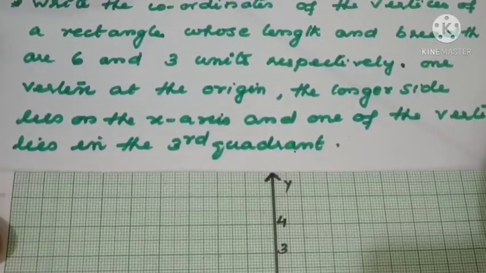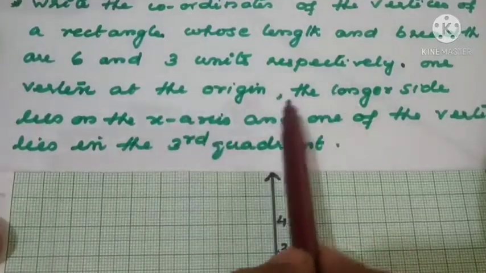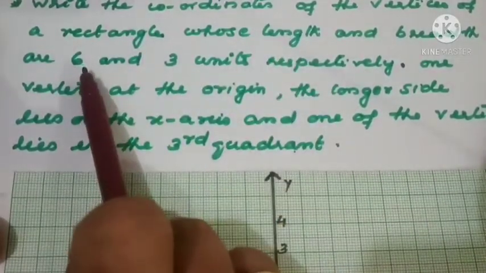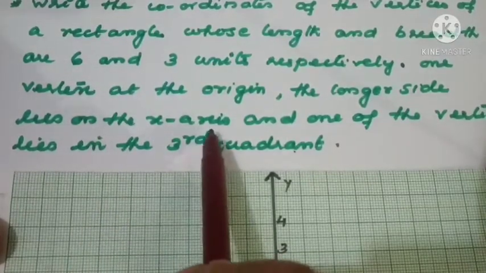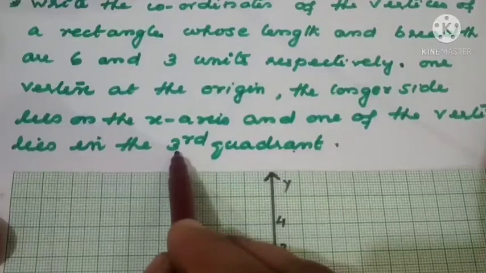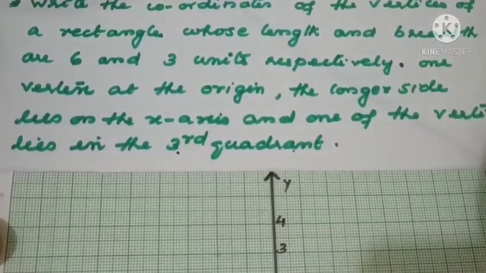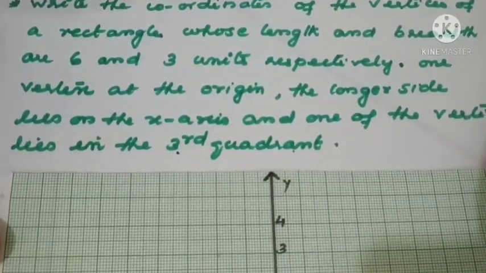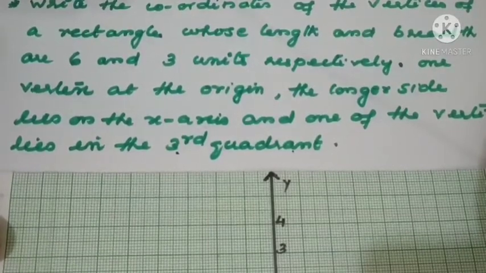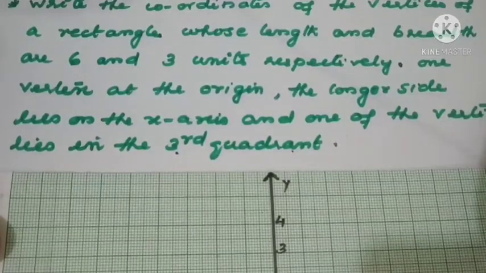Why have I taken minus 6 as the length? The longer side is on the x-axis and the length 6 is given, so the length 6 is on the x-axis. That coordinate comes first only. So with this point in the third quadrant, we consider the length and breadth. The length is minus 6 and the breadth is 3 with a negative sign. So we are marking that as the first point.